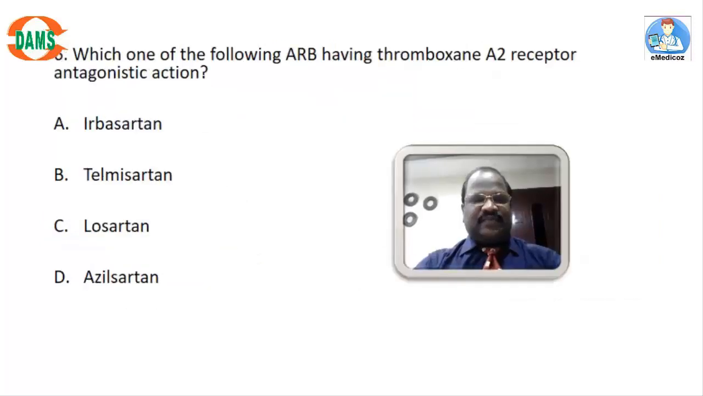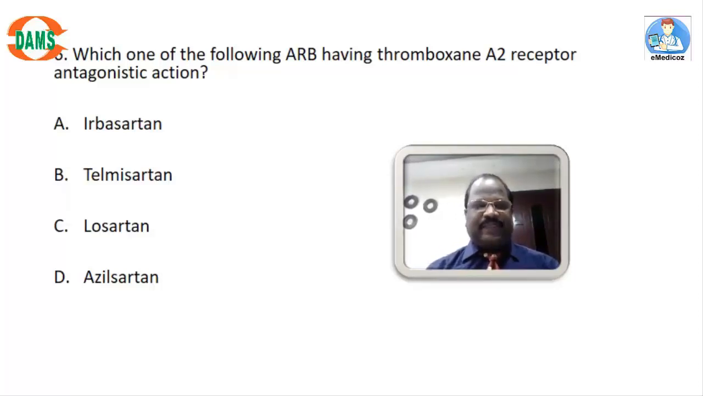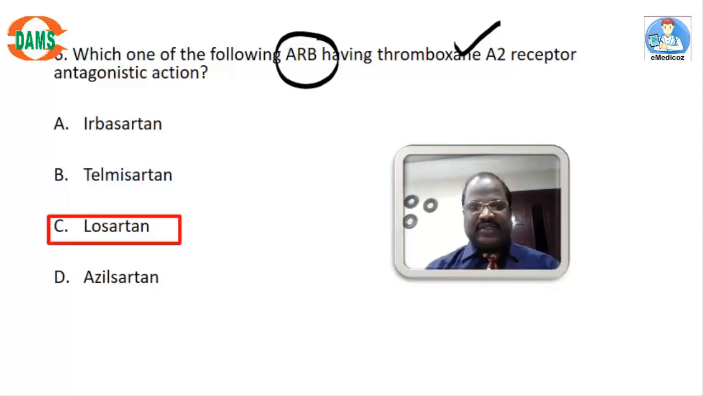Question number 6. Which one of the following angiotensin receptor blockers has thromboxane A2 receptor antagonistic action? Options are irbesartan, telmisartan, losartan, azilsartan. That means a straight question. Among the ARBs, which drug has thromboxane A2 receptor antagonistic action? The answer for the question is option C, losartan.